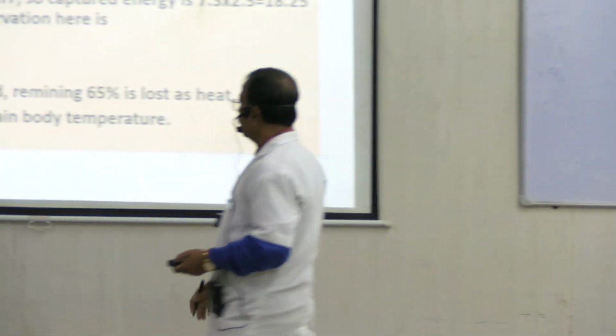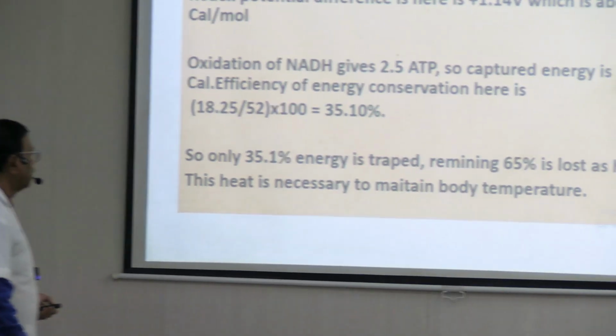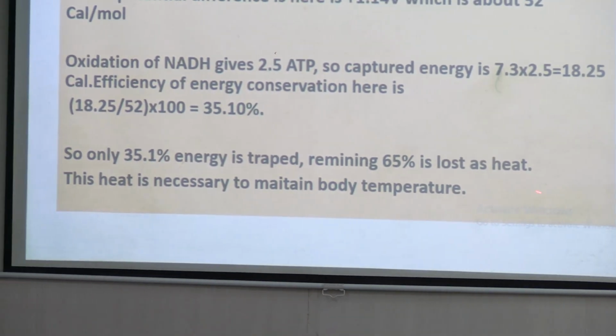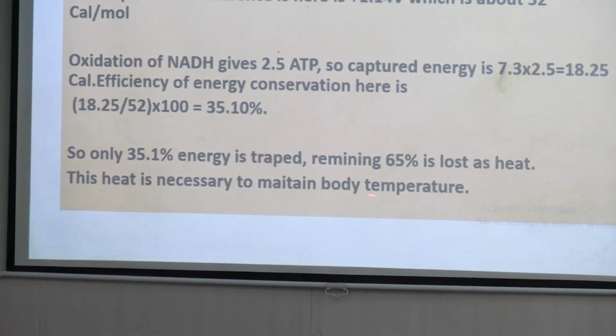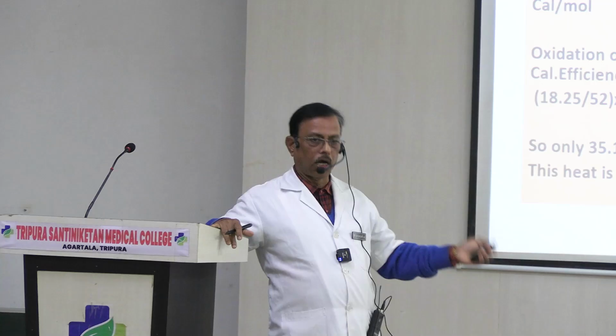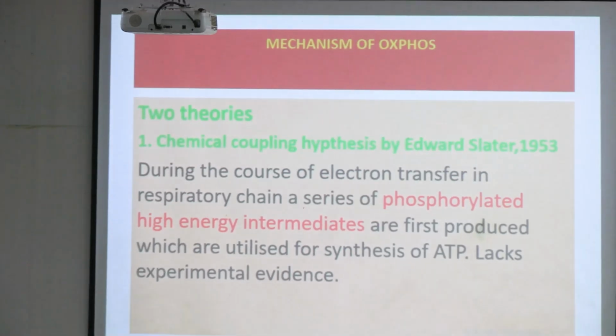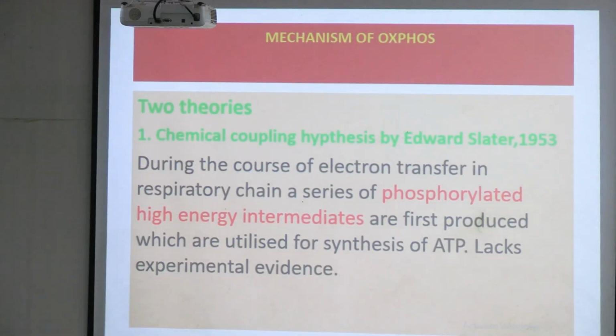Okay. So only 35.1% energy is trapped, the remaining 65% is lost as heat. This heat is necessary to maintain body temperature as well as for the reactions of the electron transport chain to occur. For two purposes it is used. Okay. Now, the mechanism of oxidative phosphorylation.